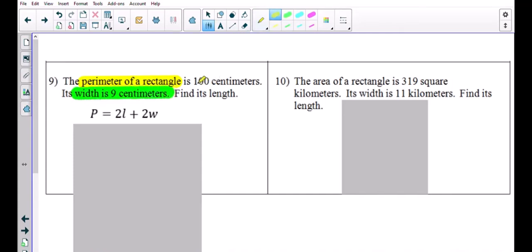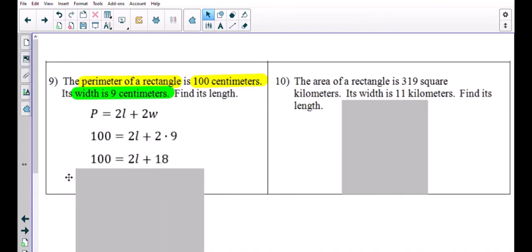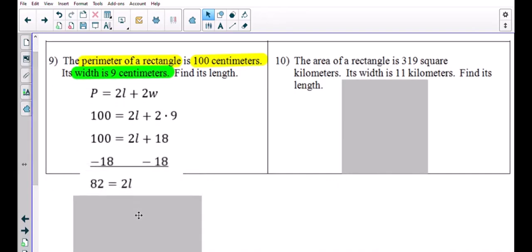And we're going to replace the perimeter with 100. So we're going to have 100 equals 2L plus 2 times 9. 2 times 9 is going to get us 18. We'll subtract 18 from both sides. That's going to get us 82 equals 2L.